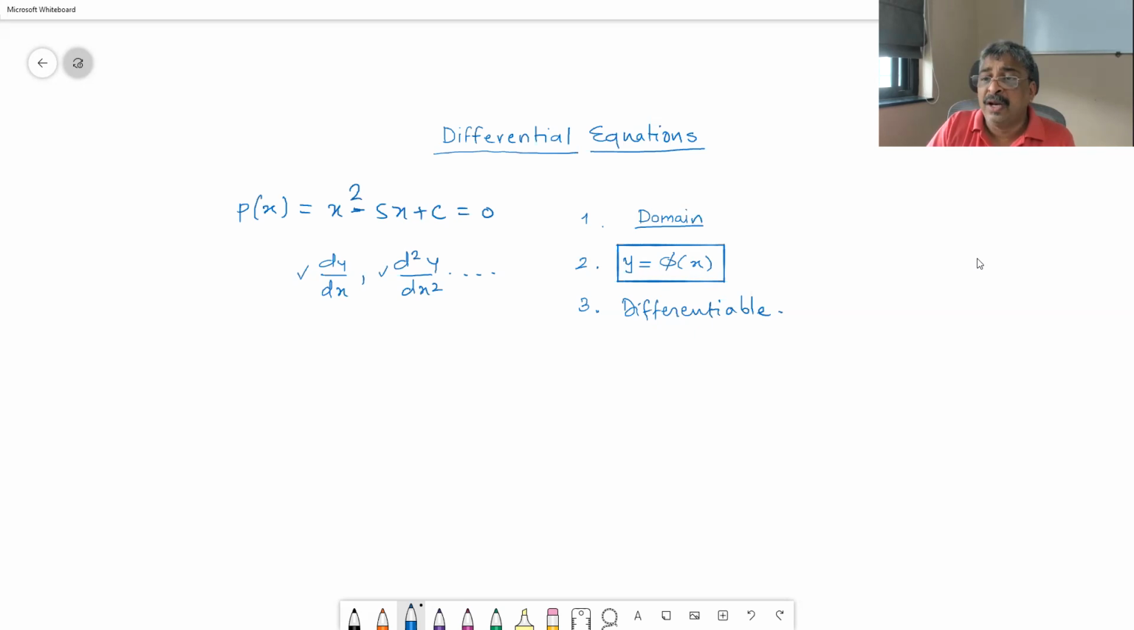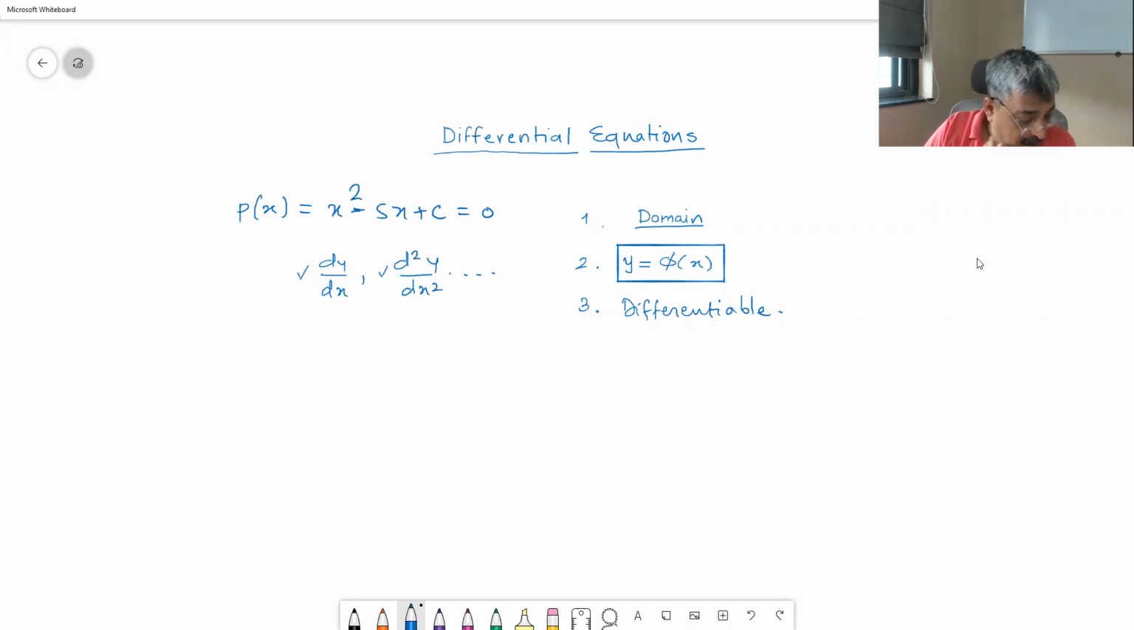So what we will learn to solve is maybe a solution of the differential equation. It could be a solution of the differential equation. That means there could be several solutions which are possible. Okay, so this is the background. What do we mean by a differential equation and what is solving a differential equation?